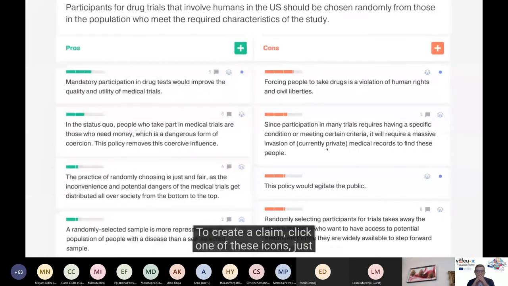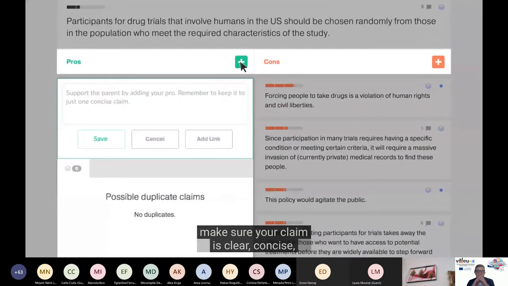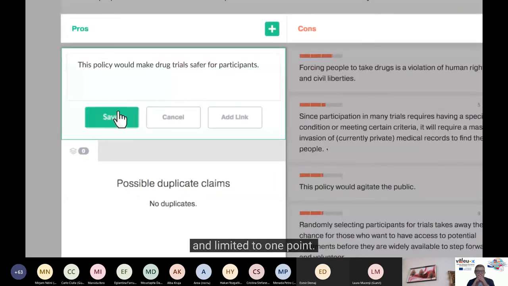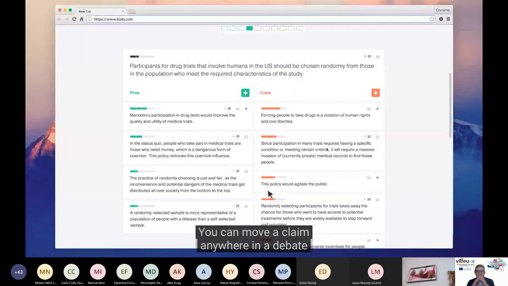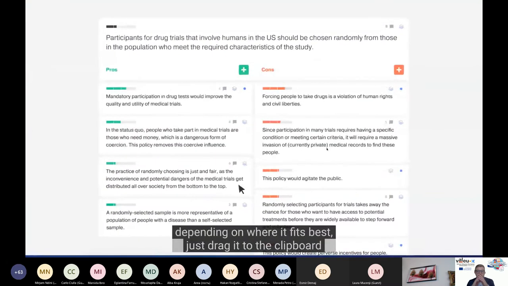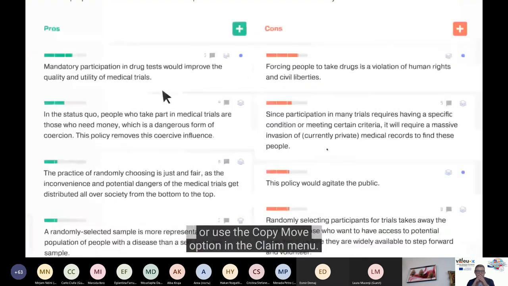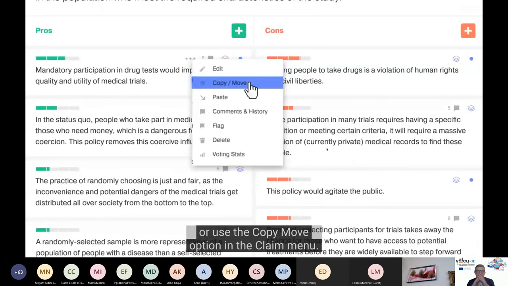To create a claim, click one of these icons. Just make sure your claim is clear, concise, and limited to one point. You can move a claim anywhere in a debate, depending on where it fits best. Just drag it to the clipboard or use the copy move option in the claim menu.